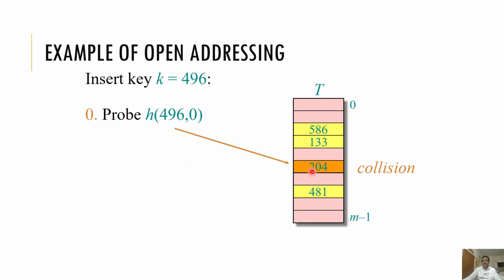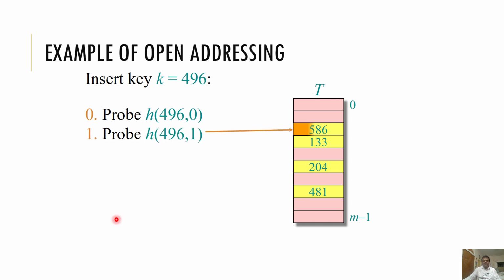Suppose it is hitting an occupied slot. Then we have a collision. Once we have a collision, we have to go for the next probe, the next attempt, so we follow the next probe, which is H1 of 496. Suppose this is also hitting an occupied slot. So we have a collision, and again we have to go for the next probe. This is the probe sequence, and it will continue until we hit an empty slot.